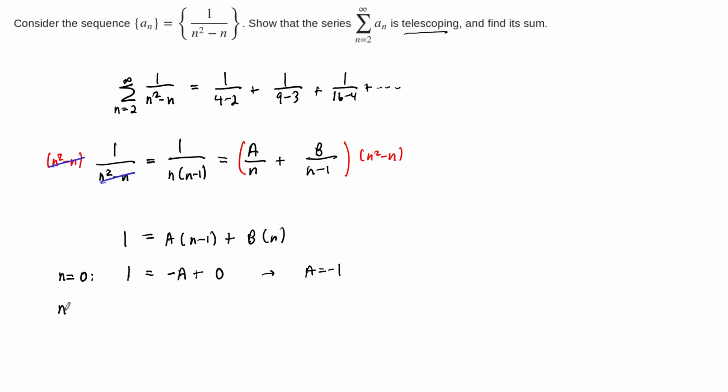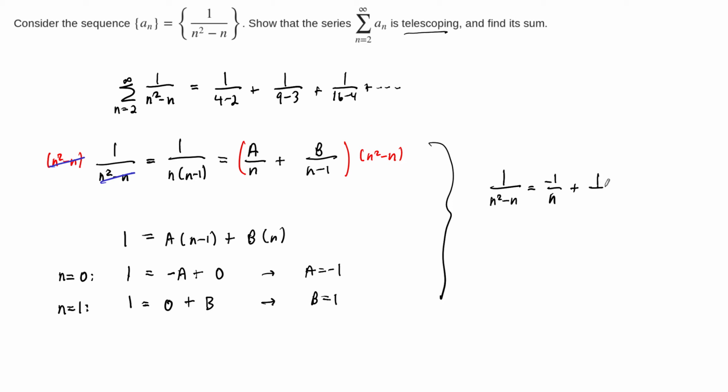When n is equal to 1, something very similar but slightly different happens. We still have a 1 over here. Now the a is zeroed out, and we get plus just b, and so this tells us b is equal to 1. And all this work then tells us that the summand, the term inside of our sum, 1 over n squared minus n, is the same as what? Negative 1 over n plus 1 over n minus 1. Or this could be rewritten as 1 over n minus 1 minus 1 over n.